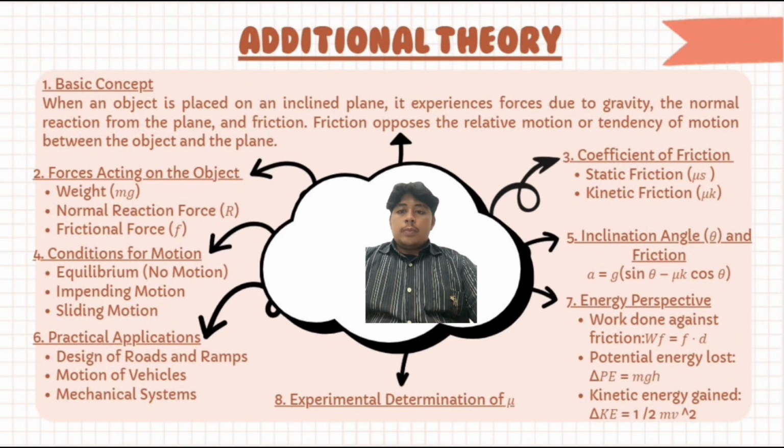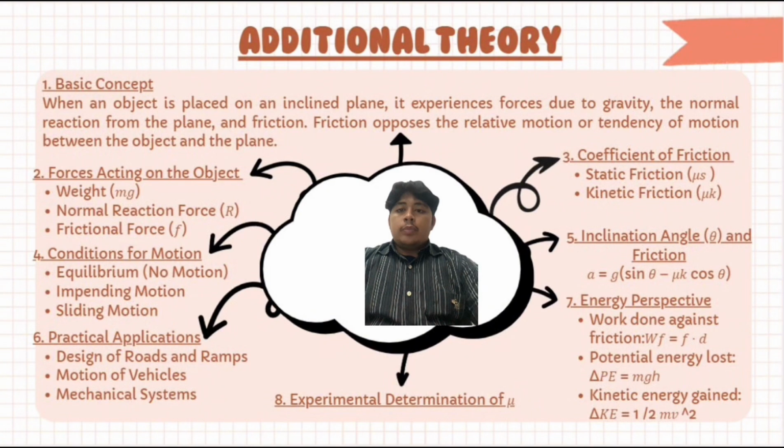Seventh, energy perspective. Work done against friction, Wf equals F times d, where d is the distance moved along the plane. Potential energy loss, PE equals mgh, where h equals d sin theta. Kinetic energy equals 1/2 times m v squared.